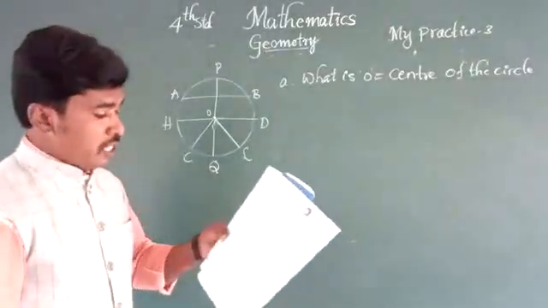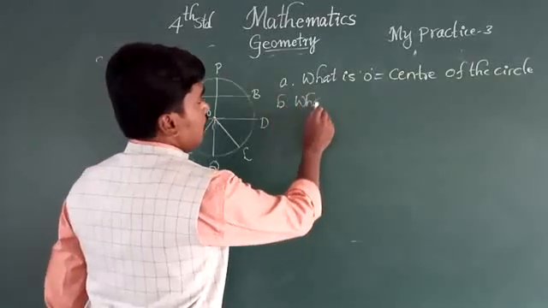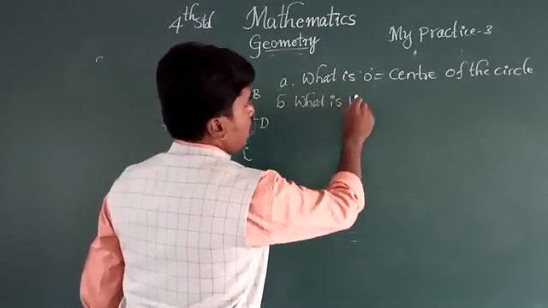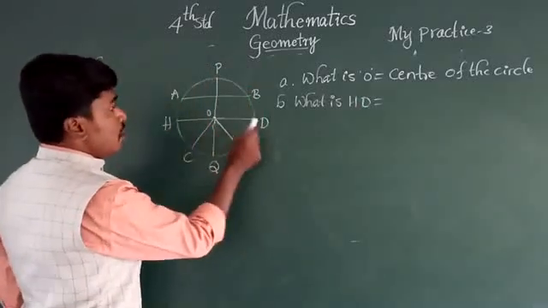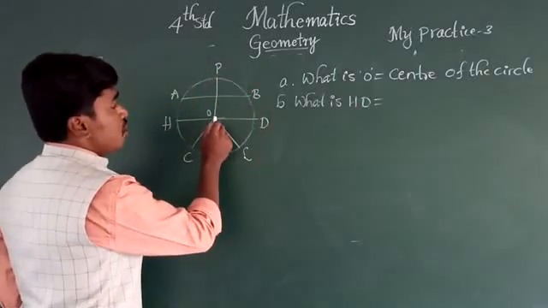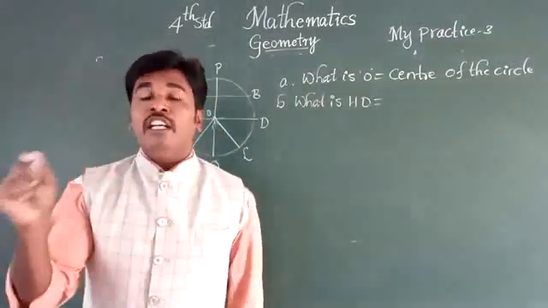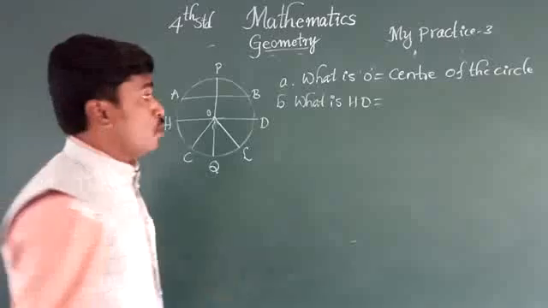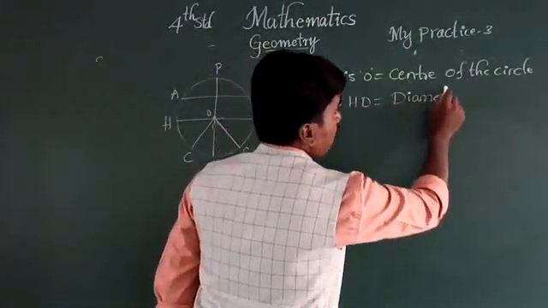The next one is, what is HD? Observe here children. HD is the line. It passes through the center of the circle. The line that passes through the center is called the diameter.